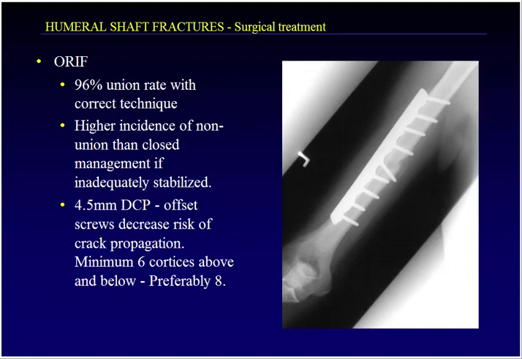And remember that you must have a minimum of 6 cortices of fixation above and below the fracture of the humeral shaft. If you have less than that, then you're going to be at an increased risk for an unstable fixation construct and non-union. Preferably, you'd like to have 8, but the board answer probably is 6 cortices of fixation.